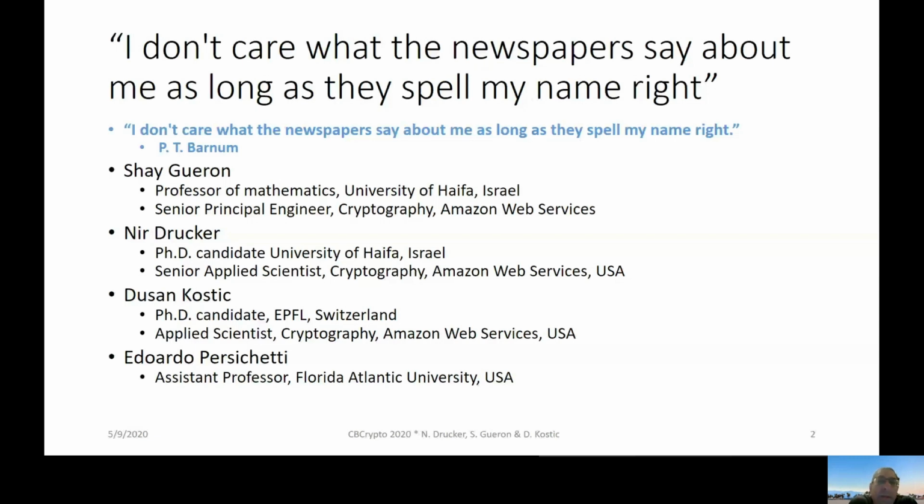I'm a professor of mathematics at the University of Haifa, and I'm also a senior principal engineer for cryptography at AWS. And my colleagues are Nir Drucker, who is a PhD candidate at the University of Haifa, and he's a senior applied scientist at AWS. Dusan Kostic, who is a PhD candidate at EPFL, Switzerland, and he is also an applied scientist in cryptography at AWS. And Eduardo Persichetti, who is an assistant professor at Florida Atlantic University.